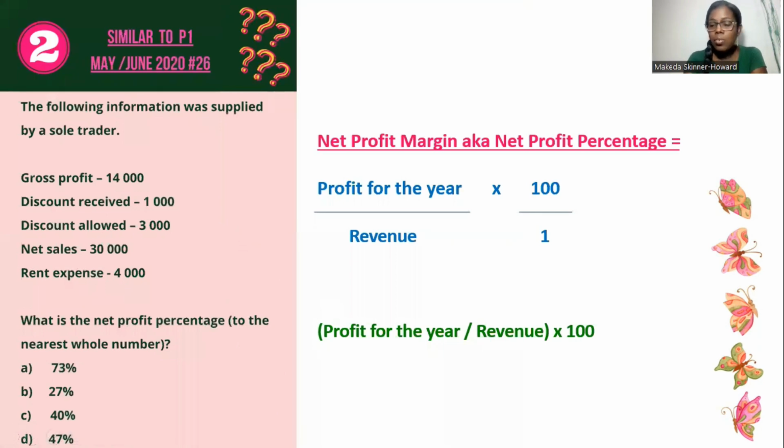The formula is on the screen. Ooh, and I'm seeing it's getting a little bit. Let me take off the video just for 2 minutes, right?